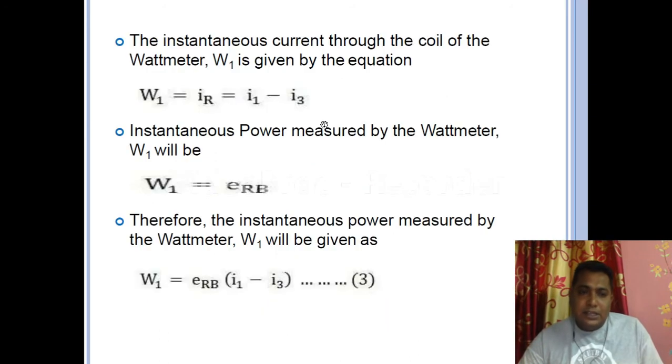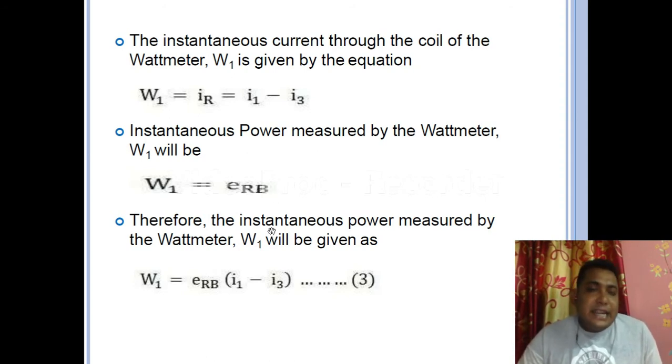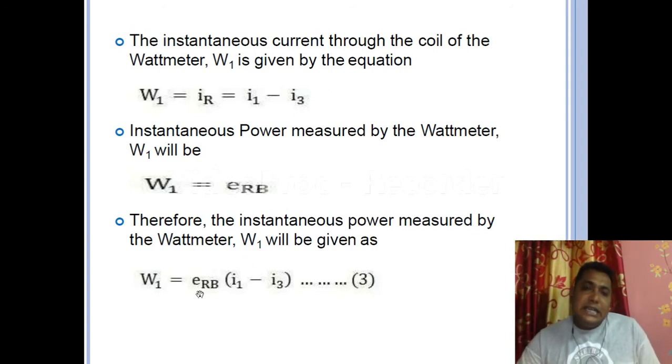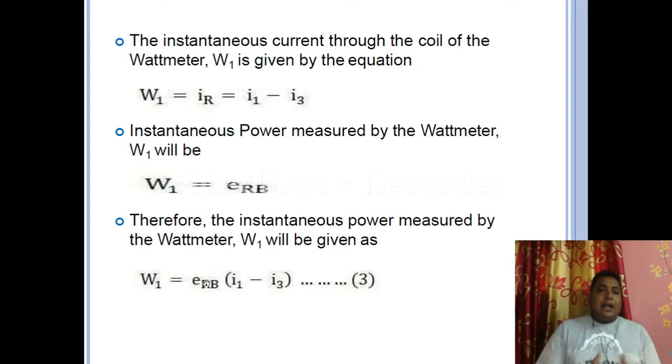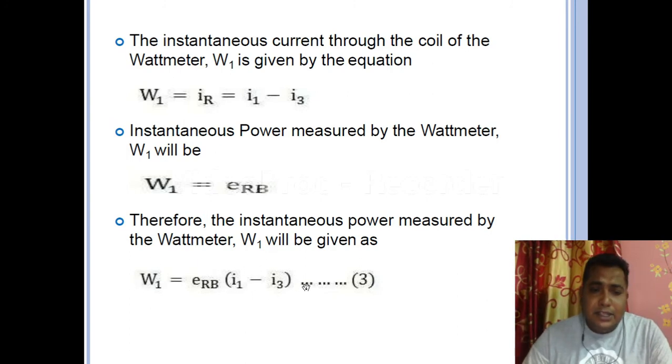Coming to the next: see the first line, IR is equal to I1 minus I3, and the line voltage ERB, the voltage between R phase and B phase. So the instantaneous power measured by the wattmeter W1 will be the line voltage ERB into IR, and again IR is equal to I1 minus I3. That equation is depicted over there. Follow my pointer. This is the equation for the wattmeter.